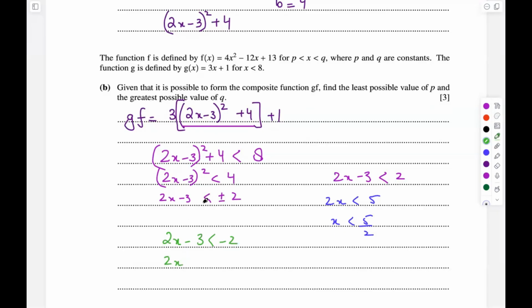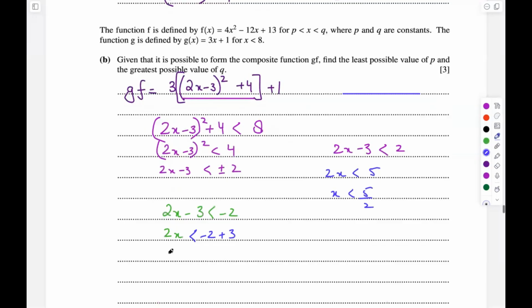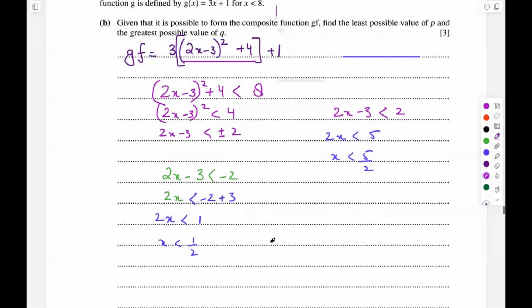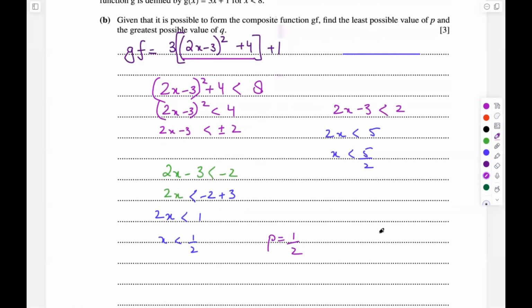And as this is basically less than 4, to understand this, we have to find the value of p and q. So x will be greater than p. So the lower value in this case will be minus 2 plus 3 over here. So this will be 2x is greater than 1 and x is greater than 1 upon 2. As this is the lower value, this will be the value of p. These are the two values of x that we have, and the lower value is p. So in this case, p is equal to 1 upon 2 and q is equal to positive 5 upon 2.